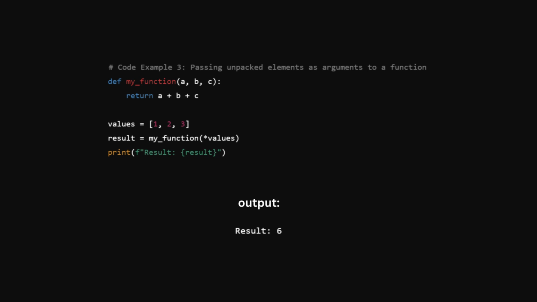So now let's see how this can help with formatting and passing arguments into functions. So let's say we have a list of arguments and we want to pass them into a function as separate arguments. Instead of manually passing each element, we can use the asterisk values to unpack your list and pass its elements directly as individual arguments to the function.